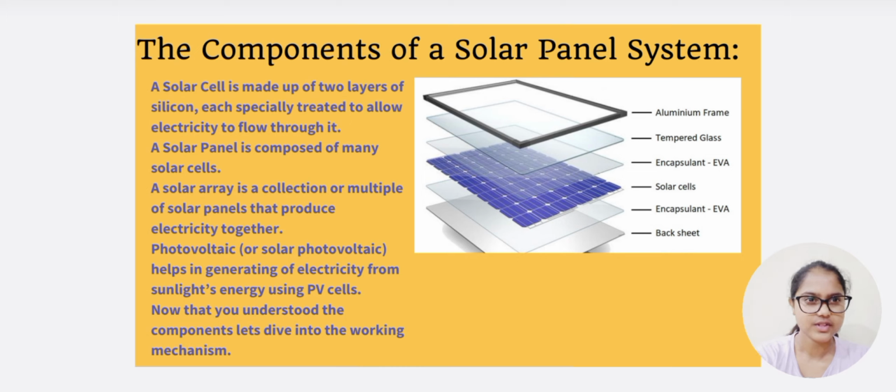The components of a solar panel system. A solar cell is made up of two layers of silicon, each specially treated to allow electricity to flow through it. A solar panel is composed of many solar cells. A solar array is a collection of multiple solar panels that produce electricity together. Photovoltaic, or solar photovoltaic, helps in generating electricity from sunlight's energy using PV cells. Now that you understood the components, let's dive into the working mechanism.